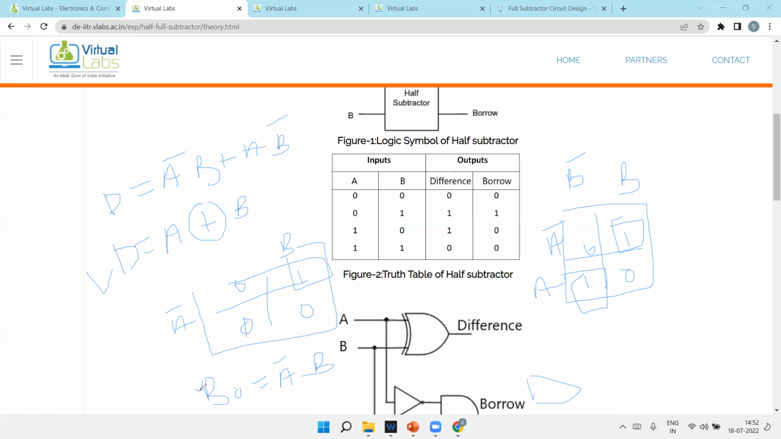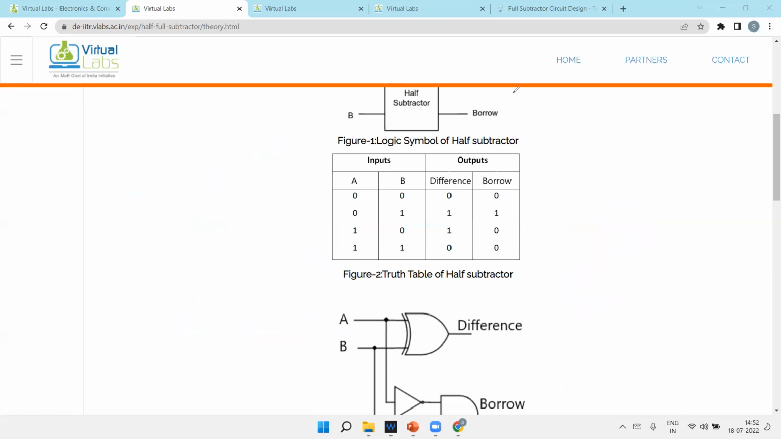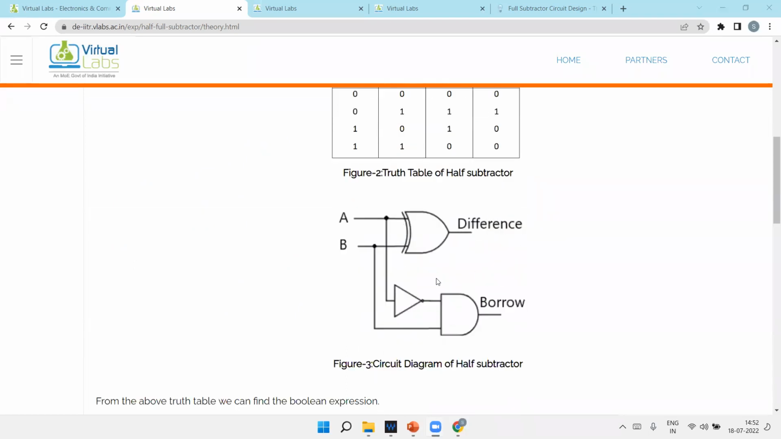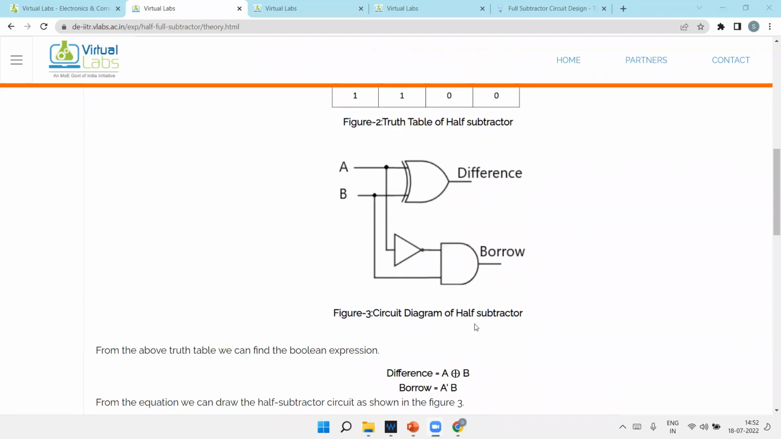Now the question is how many gates are required. For A XOR B, one XOR gate is required. For A bar B, one NOT gate is required for the inversion of A, and for multiplication we require an AND gate. So we require one XOR gate for A XOR B, one NOT gate for A bar inversion, and one AND gate for the multiplication. So a total of 3 gates are required.